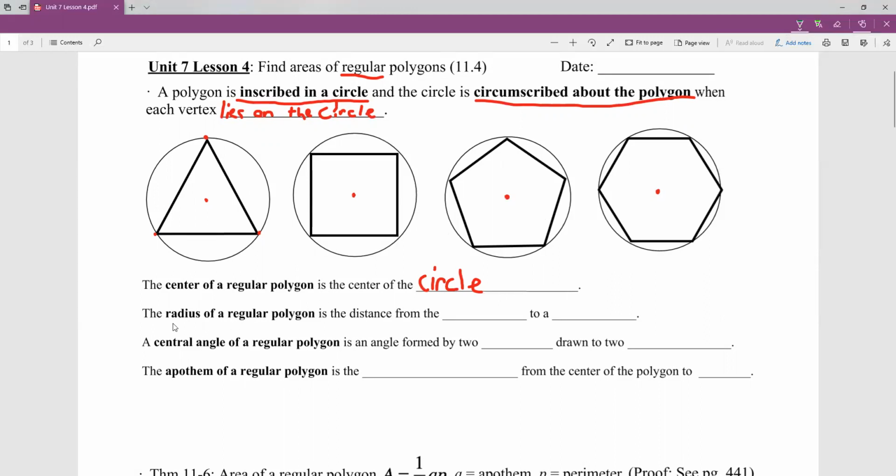Next, we have the radius of a regular polygon. You may have heard this word before when it pertains to circles. In a regular polygon, the radius is just the distance from the center of the circle or polygon to one of the vertices. For example, here we actually have 3 radii. So the radius of a regular polygon is the distance from the center to a vertex.